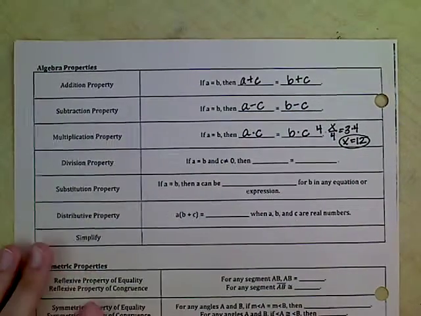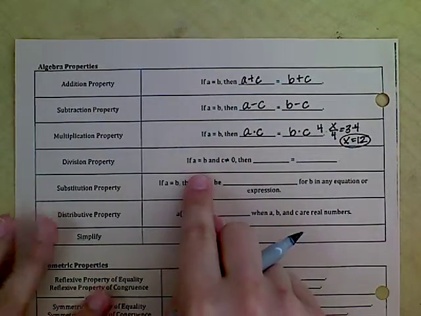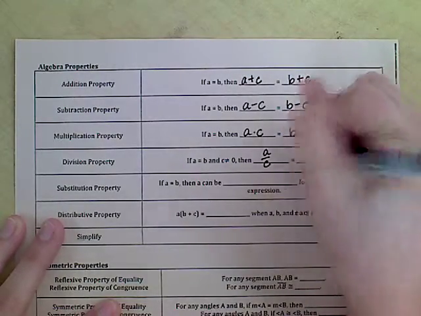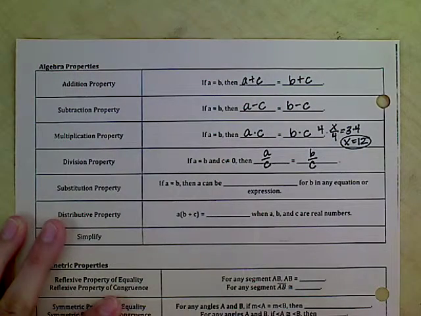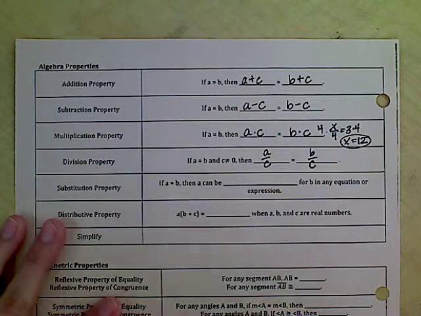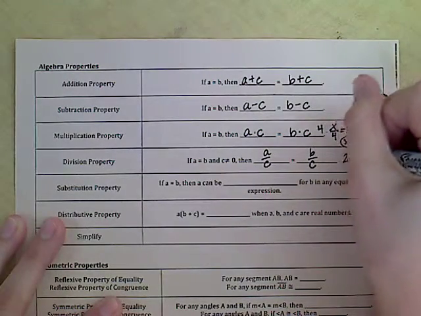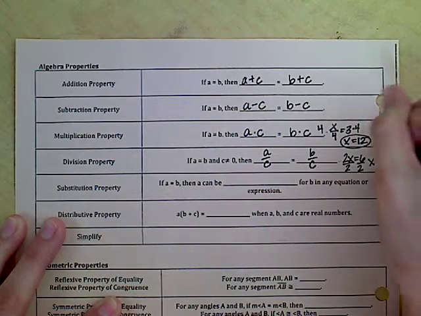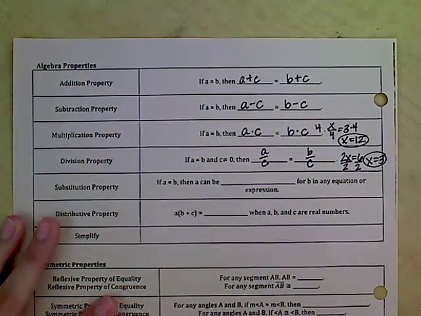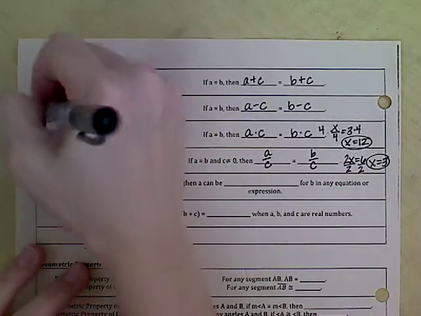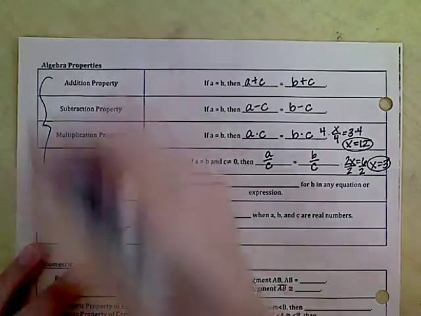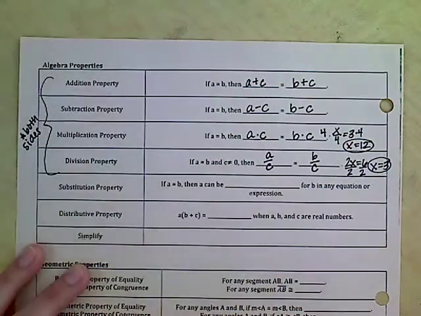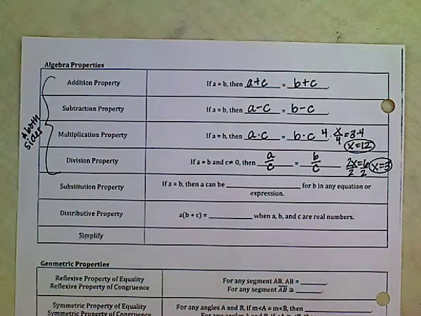The next one is the division property. Very similar. If we have A equals B, we can divide both sides by the same number and it will still be equal. So A over C equals B over C. For example, if I have 2x equals 6, I can divide both sides by 2 to get that x equals 3. So the biggest key from these four properties is that it has to be done to both sides. You can't just add on one side, subtract on one side. You have to do it to both sides. That's what keeps the equation equal.